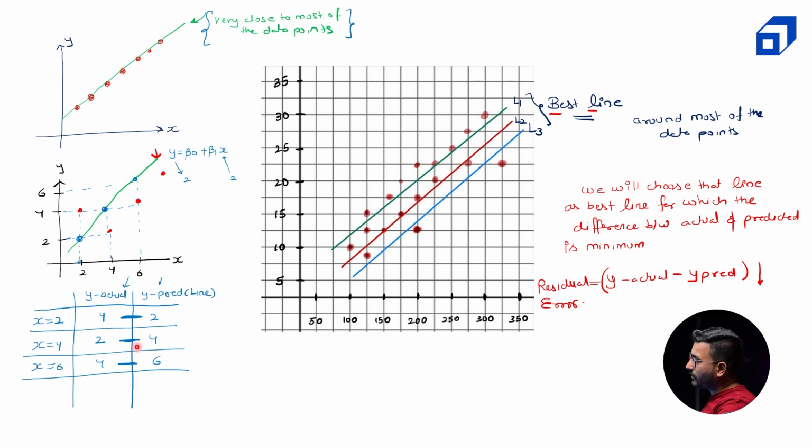for which this difference, the difference between y actual and y predicted, is as minimum as possible, because my objective is to get that particular line which can predict values which are close to the actual values, predict values which are close to the reality. This is the logic, right?